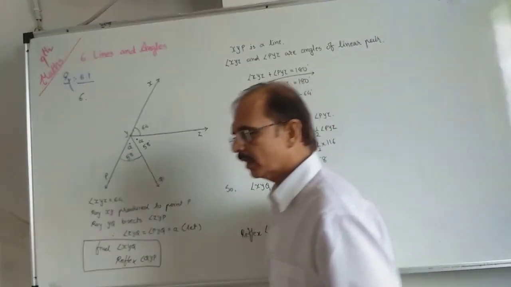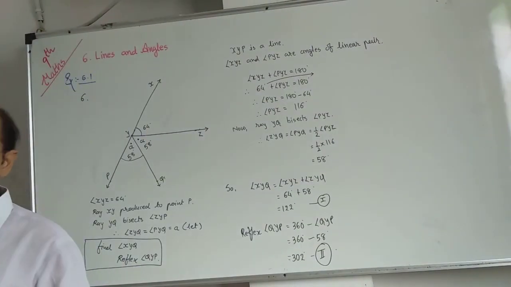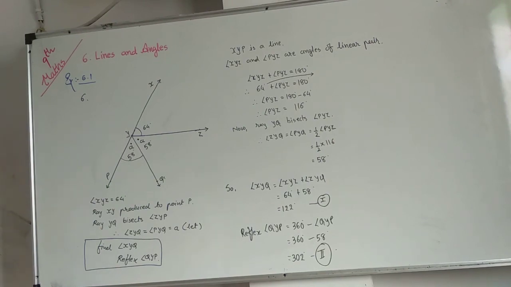Okay? This is your exercise 6.1. So write down properly by repeating. Afterwards, you will start the remaining theorems and concept definitions and remaining exercise.